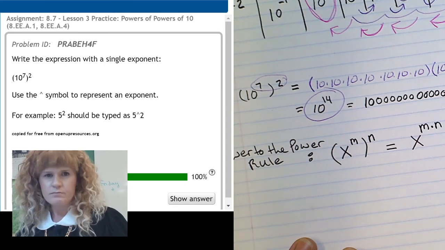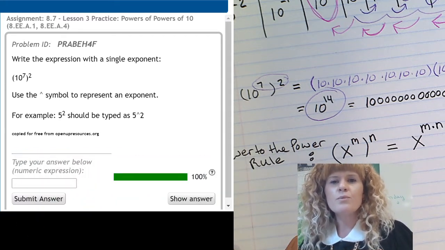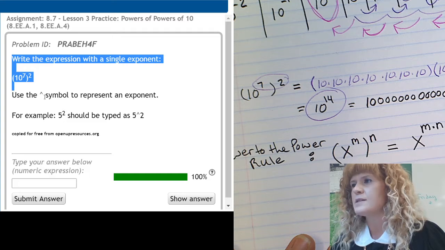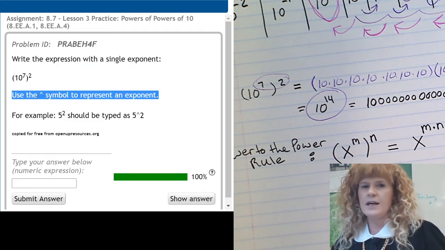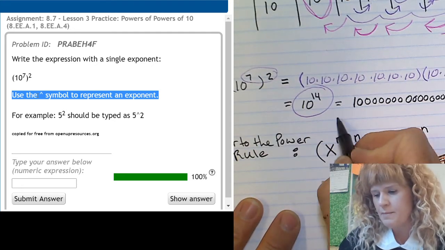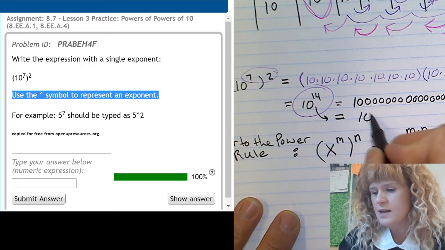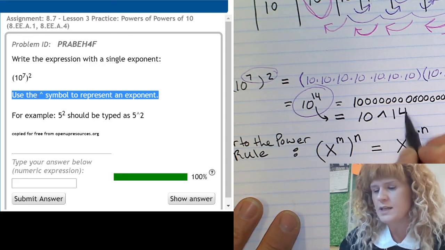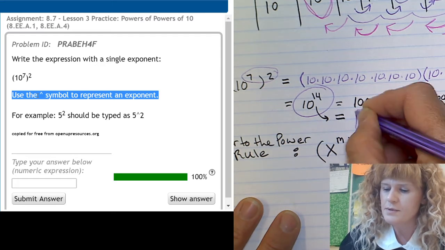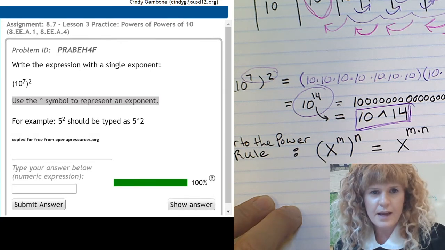And then go to the assignment to enter your answer. But read it carefully. It tells you to use the caret symbol to represent an exponent. So your answer, look at my paper please, 10 to the 14th using the caret symbol is 10 caret 14. And on your keyboard, the caret symbol is Shift 6. Go ahead and enter that right now.